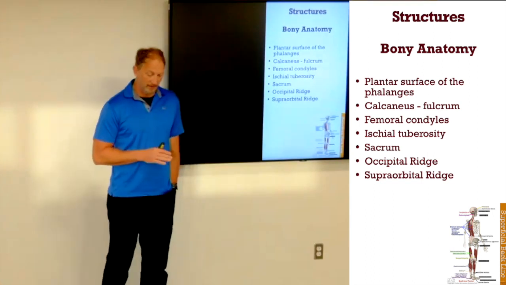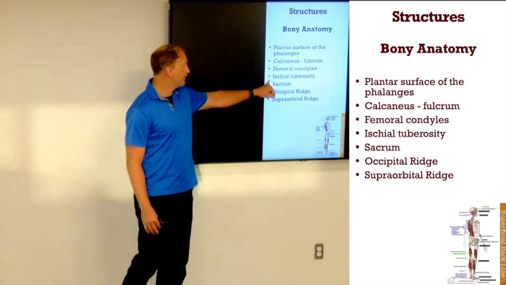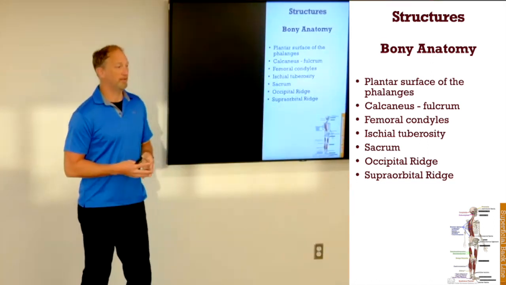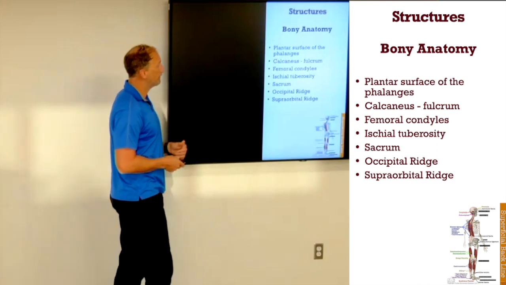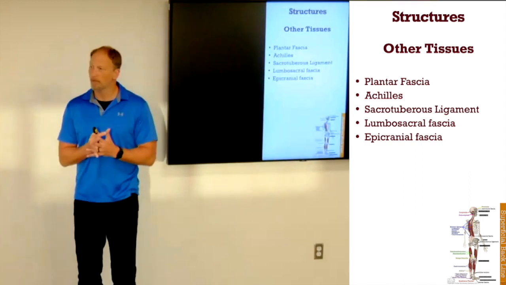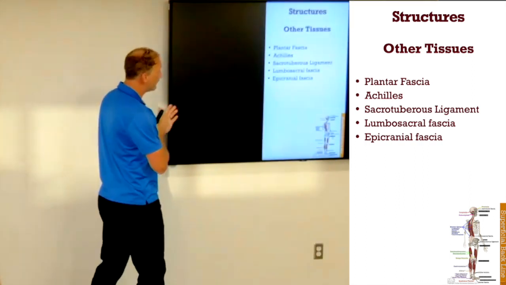Here recently, we've gotten wild and crazy, and it's not just the hamstring, but let's also consider the ischial tuberosity. It's a step in the right direction, but it's a very small step because we have all these other structures to consider as well when we're talking about hamstring issues. Other structures in the line: plantar fascia, Achilles, the sacrotuberous ligament.